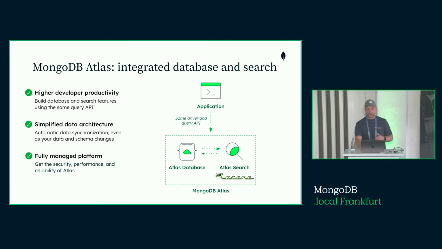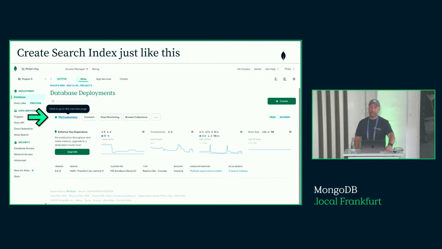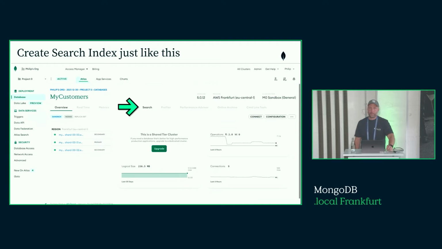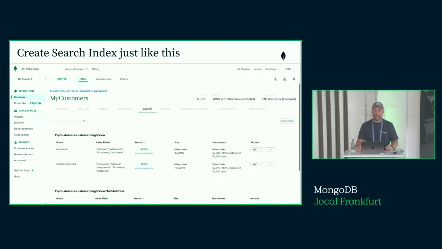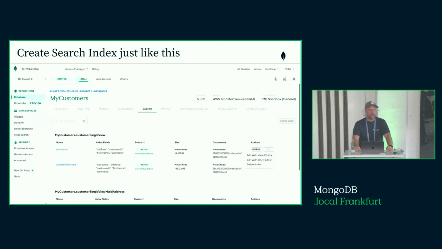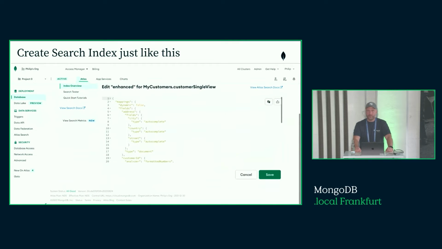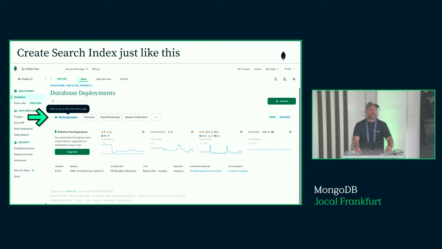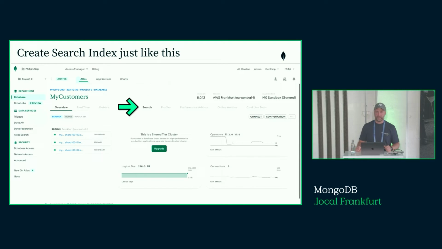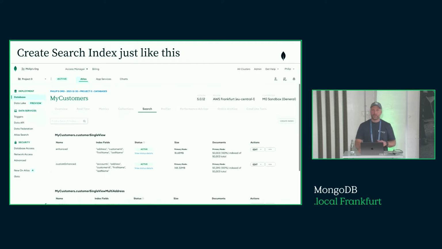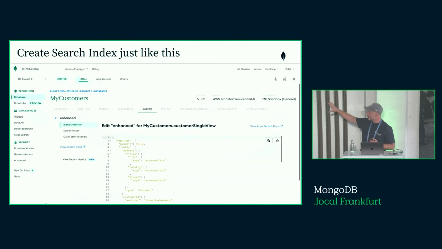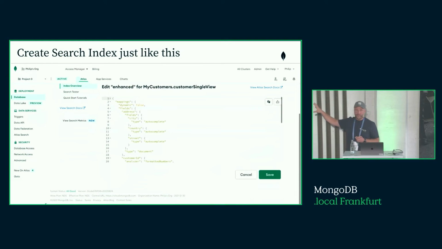How easy is it to do that, or how hard is it? So let's go to your cluster, and then you have this search tab here. Under this search tab, you're able to create search indexes on collection level. For every collection, you can create multiple search indexes, and I will quickly show you what such a search definition looks like. You can see there is a visual and a JSON editor available.